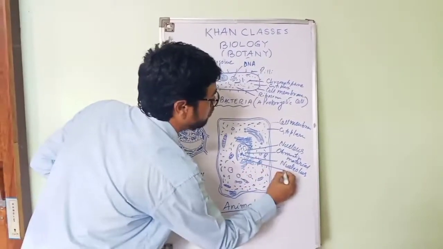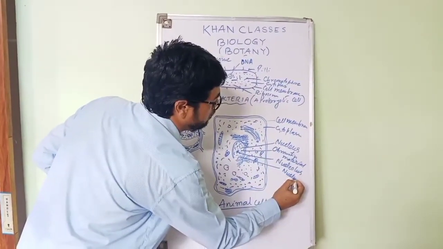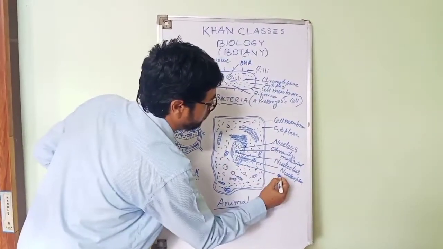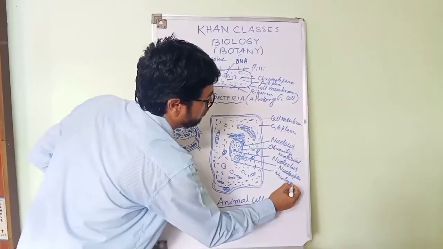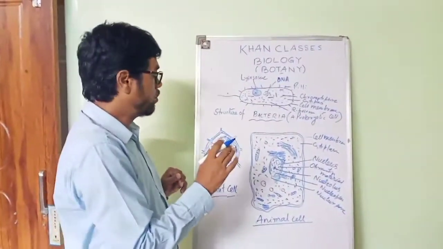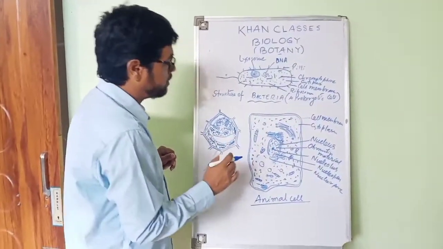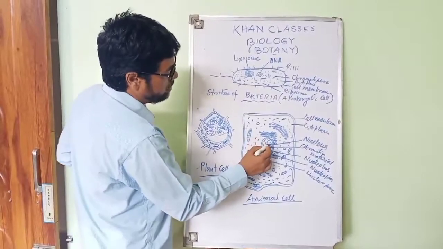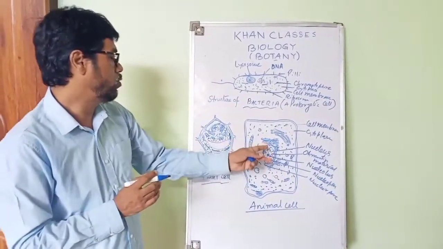This is called the nucleoplasm. And this is the nuclear pore. This is the structure of the nucleus. And in the eukaryotic cell, particularly in the animal cell, the nucleus is located in the center of the cell. Now, from this nuclear membrane, we will find two important structures.